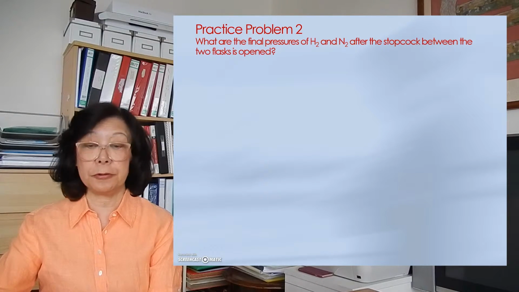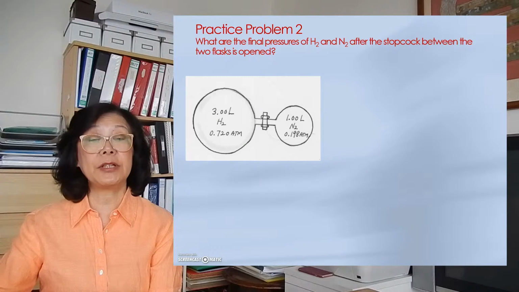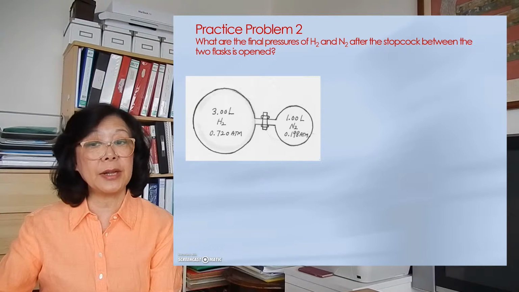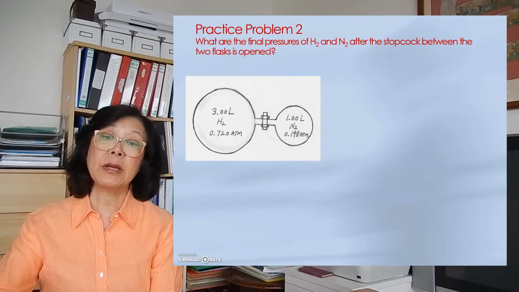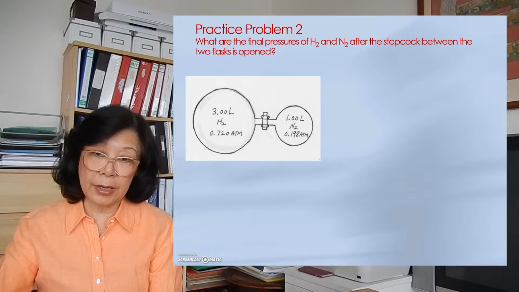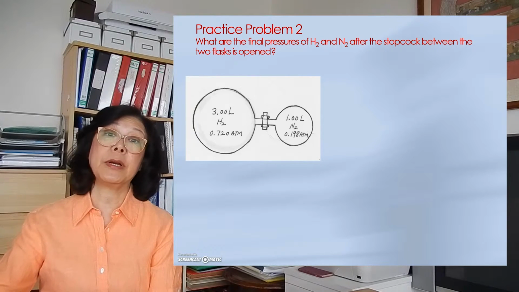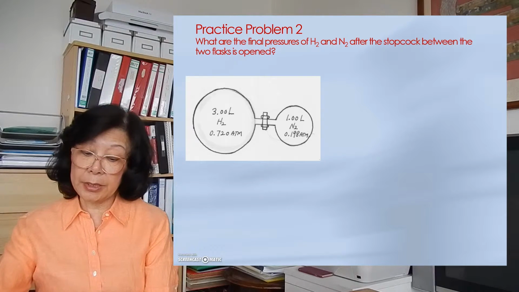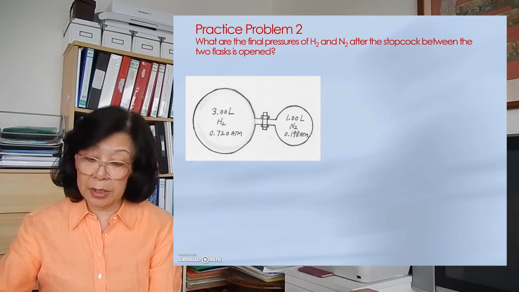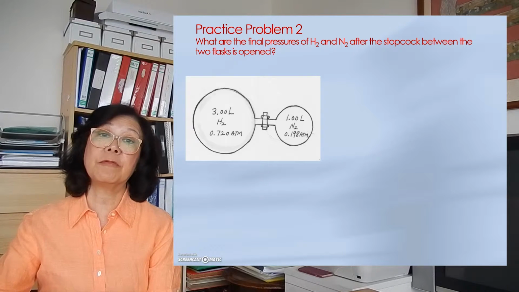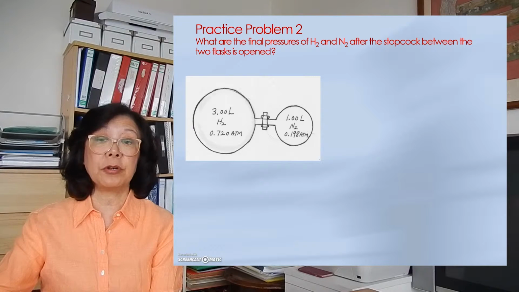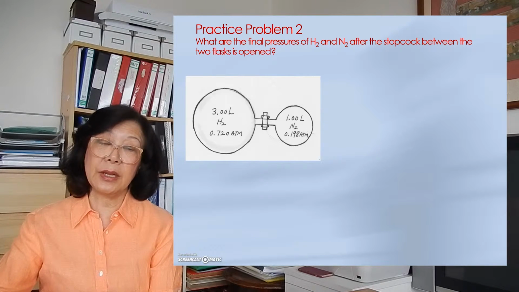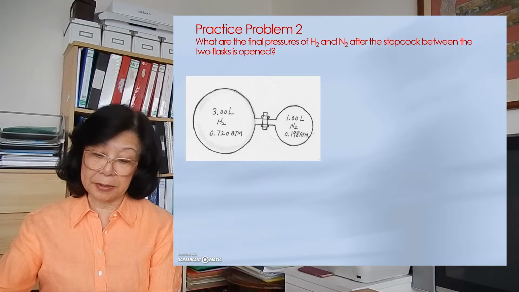Practice problem number 2. Here I have a diagram of two containers connected together. The left side is a larger container having 3 liters of hydrogen at 0.720 ATM pressure, and the right container is smaller, containing 1 liter of nitrogen at 0.198 ATM. What happens to the partial pressure of hydrogen and nitrogen when I open the stop cork?